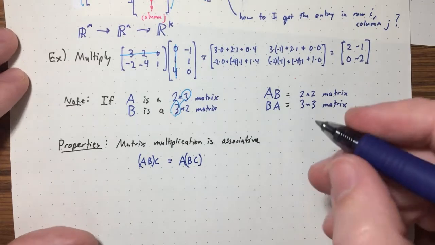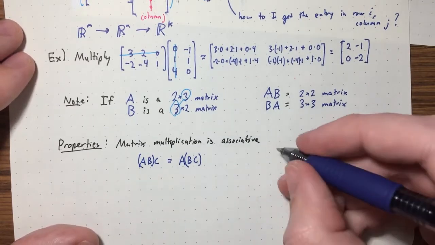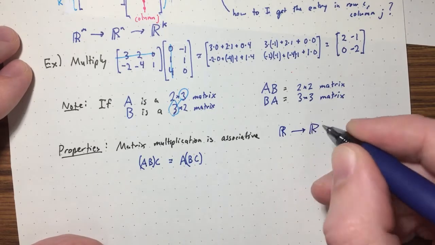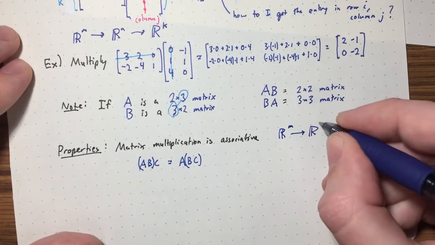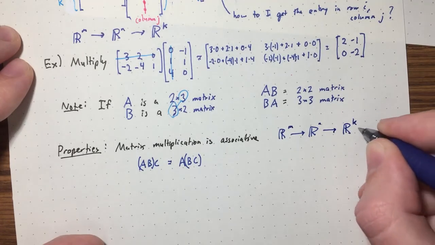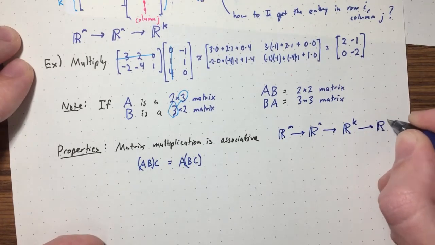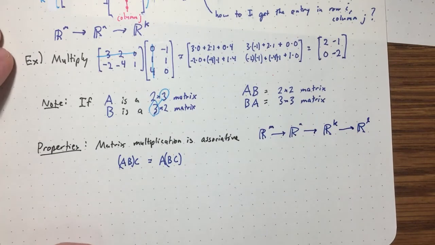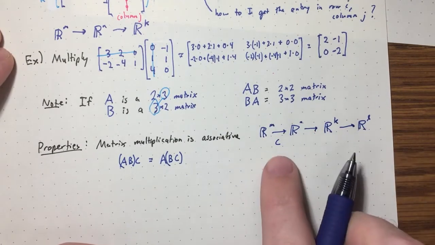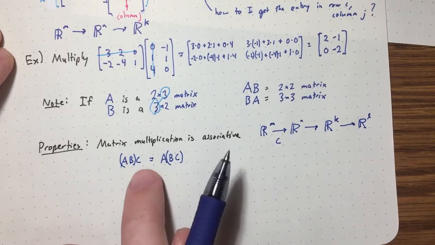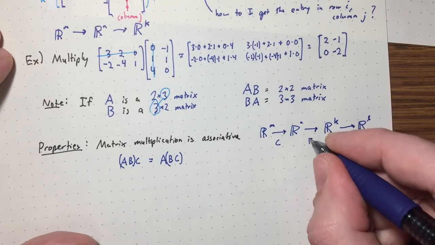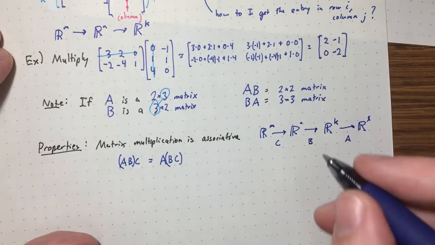And why is that? It's because what is this representing? This is just representing a bunch of linear transformations. So let's say I'm going R^m to R^n to R^k, I need another one, I think, to R^l. So C is actually the first transformation, right? This is confusing. The matrix on the right is actually the first linear transformation being applied, and this one corresponds to B, this one corresponds to A.